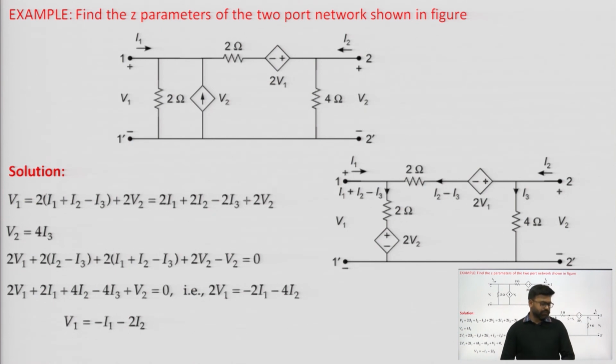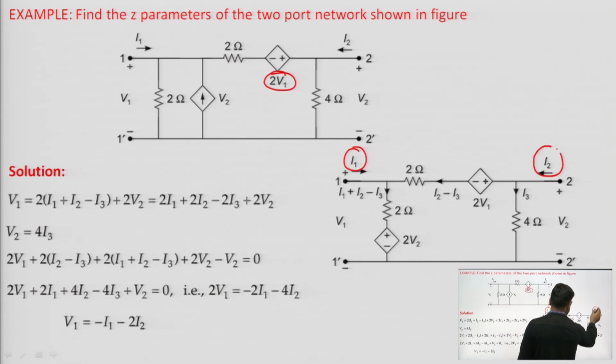Now this is another example in which we have to obtain the Z parameters of the two port network. Here we have a dependent voltage source, so we will solve it with a different method. I1 is the current flowing from port 1, and I2 is the current from port 2. So we will assume another current I3 going in the 4 ohm, so here we will obtain I2 minus I3.